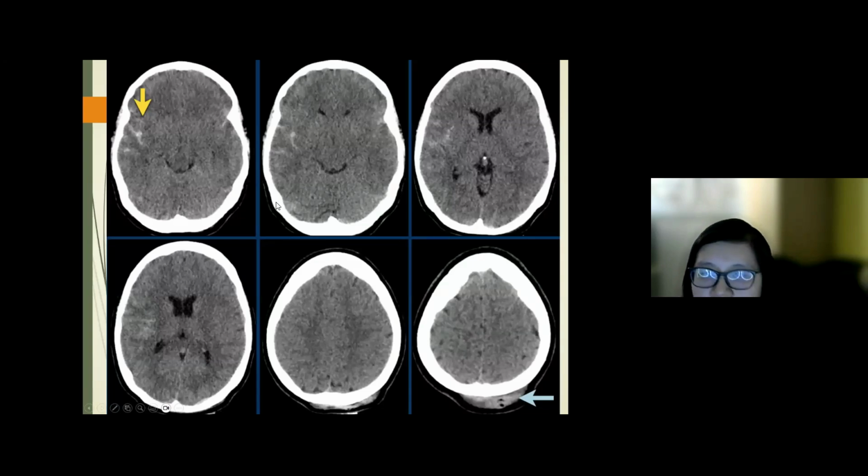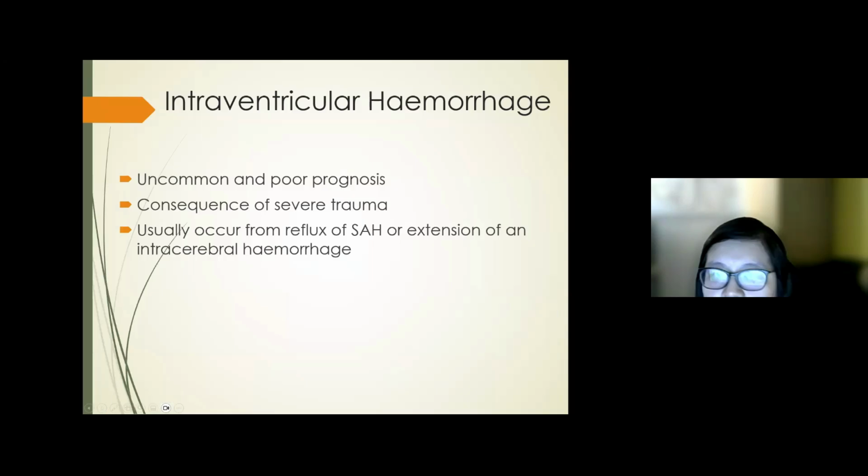So in these three images on the top, you can see there is a linear hypodensity in the right sylvian fissure here. And then there is also the same linear hypodensity in the right parietal, and this is indicative of subarachnoid hemorrhage. And of course, on the soft tissue window here, we can see that there is also an occipital subgaleal collection. So this is typical of a contrecoup injury of the brain.